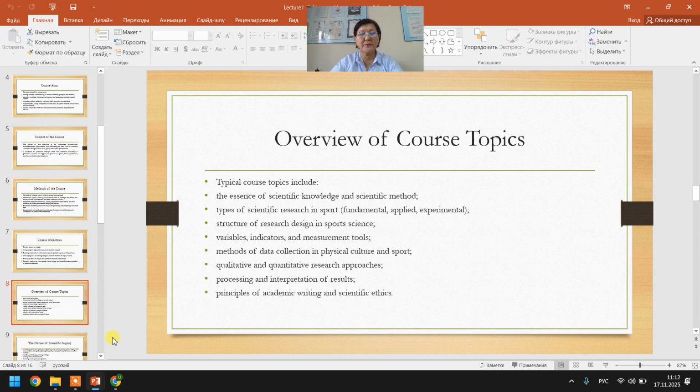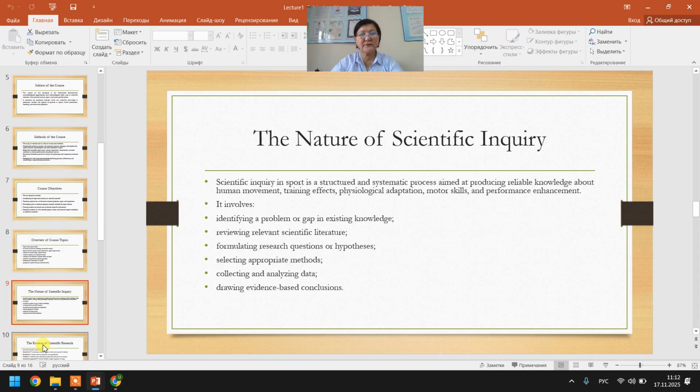The overview of course topics includes the following: the essence of scientific knowledge and scientific method, types of scientific research in sport (fundamental, applied, and experimental), structure of research design in sports science, variables, indicators, and measurement tools, methods of data collection in physical culture and sport, qualitative and quantitative research approaches, processing and interpretation of results, principles of academic writing, and scientific ethics.